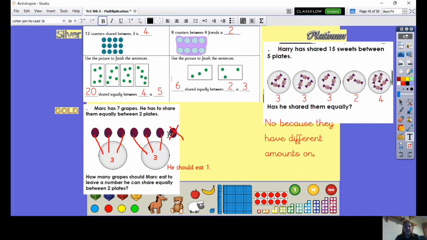Here we go. With this gold one, he has to eat one of them. If he eats one, then he's left with 6, and then he could share out equally 3 on one plate and 3 on the other. If you look at this, Harry hadn't shared equally. He's got some with 3 on, this one's got 2, and this one's got 4. Has he shared them equally? No, because they have different amounts on them.